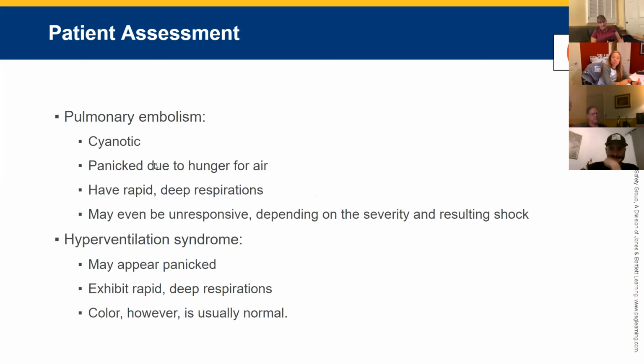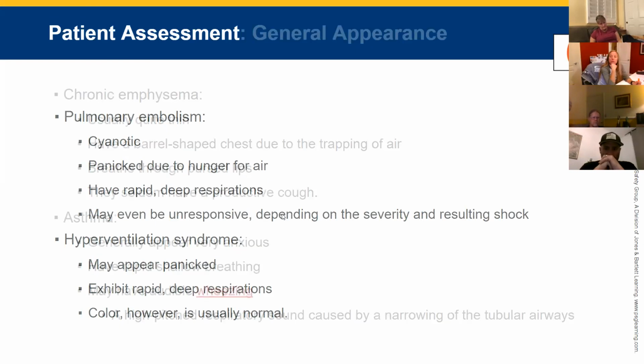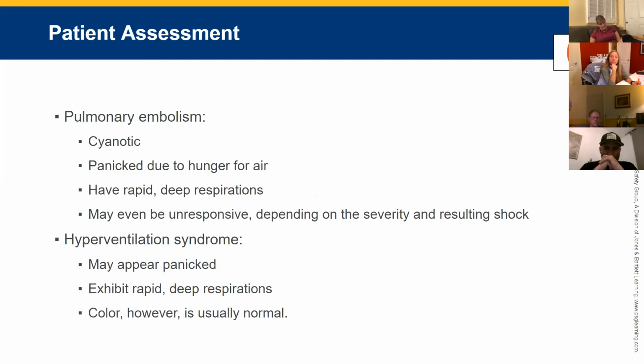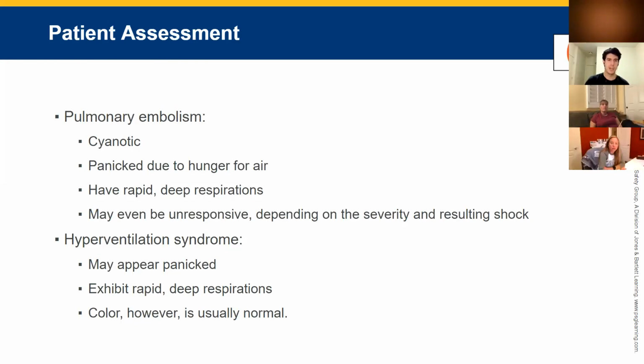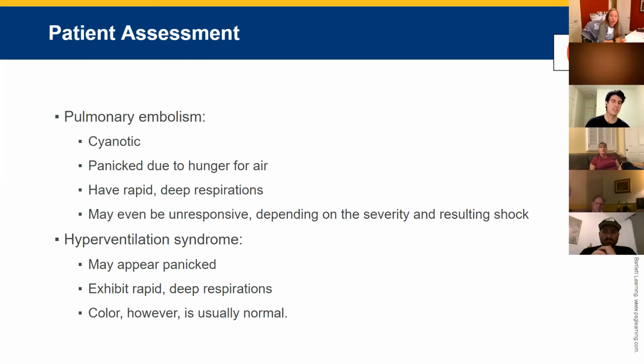All right, PE, again, cyanotic, blue, they're not getting enough oxygen, panicked, have deep, rapid respirations, maybe unresponsive. As I'm reading through these, what's striking me is that a lot of these people look the same. Like I said earlier, they won't be getting enough air, which causes them to freak out. They will look kind of starved for air. They might be pale, breathing really fast, and might say they have chest pain. A lot of them are difficult to tell what's going on.